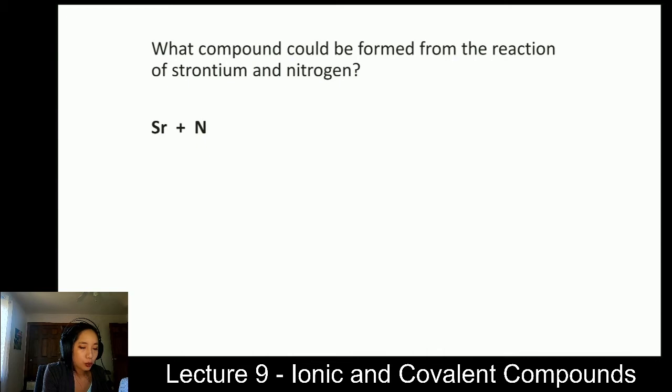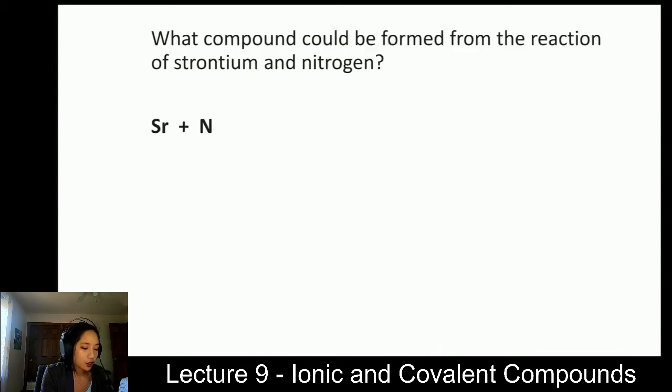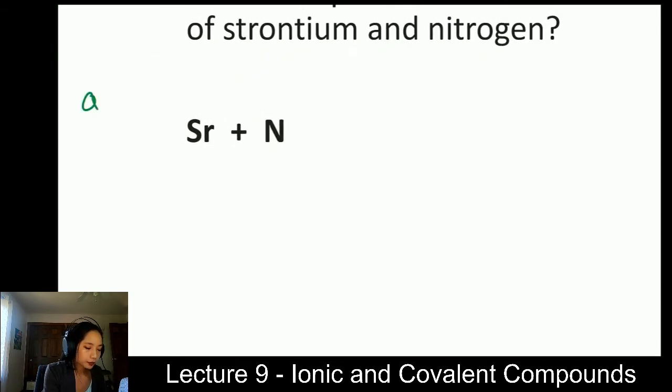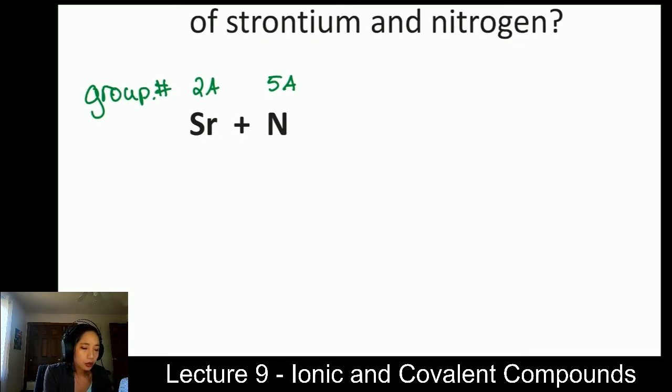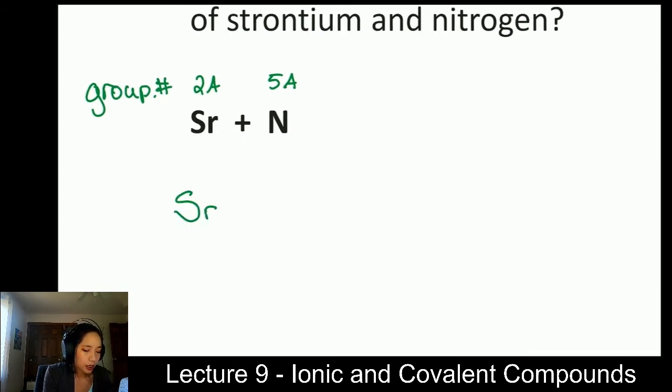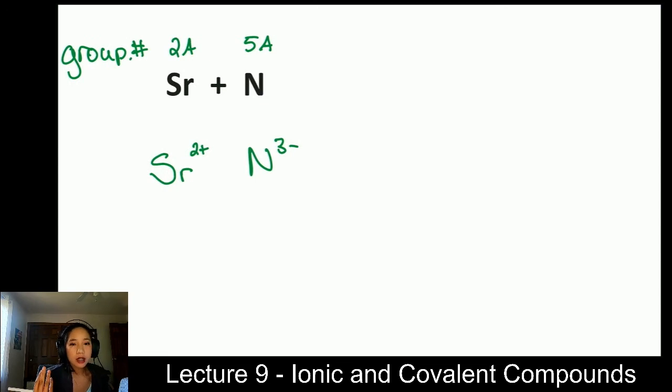Next step is to predict charges. So again, I like to just write the group number to remind myself of the number of valence electrons. So strontium is group 2A, nitrogen is group 5A. All right, so this will help us predict charges. Metals lose electrons, so strontium as an ion will most likely be strontium 2+, and nitrogen will most likely be nitrogen 3-. All right, so those are the most likely ions from those two elements. So now our last step is to combine them to make a neutral compound.